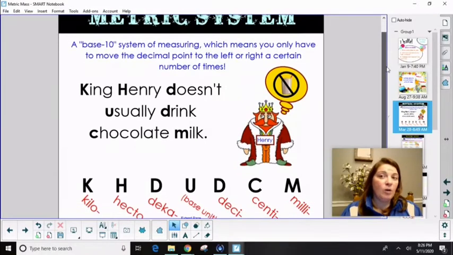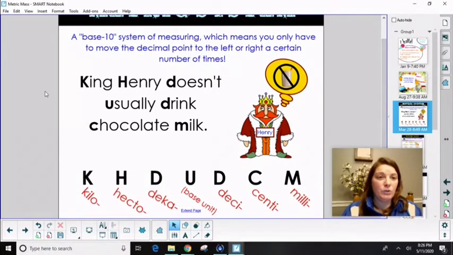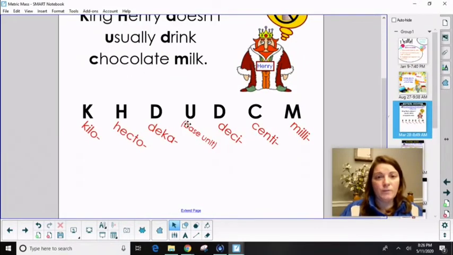So what's that helpful sentence that we can use to remember? King Henry doesn't usually drink chocolate milk. Okay, and here's that same continuum. Remember that the U is the base unit. Last lesson, our base unit was the meter because we were measuring length. Our base unit will change as we get into different systems of measurement, but all of these are the same.